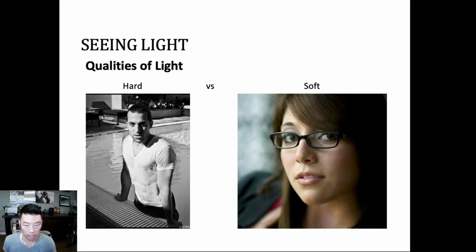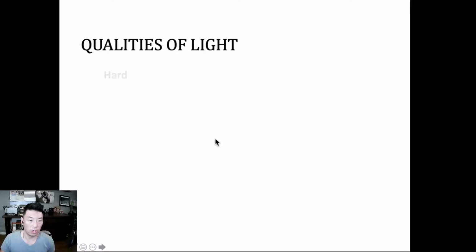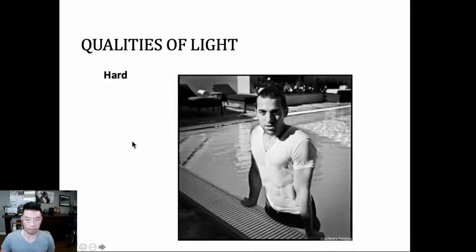One key thing to note are the shadows. The quality of the shadows can tell you the type of light that you're looking at. So if you look at the image on the left, the black and white image, the shadows tend to be sharp and distinct versus the shadows on the right image tend to be very minimal, if not present at all, right? So let's break this down.